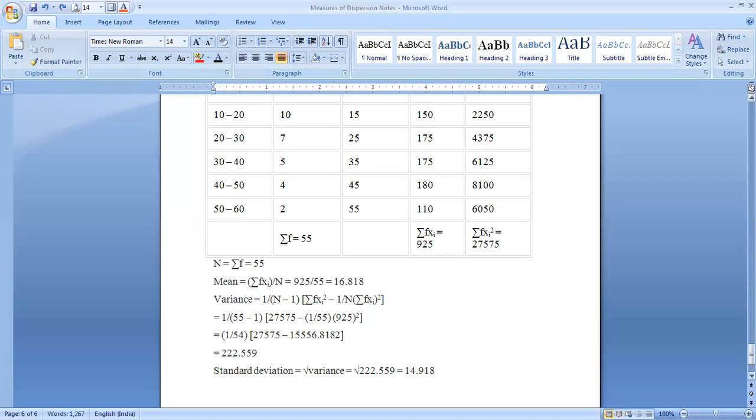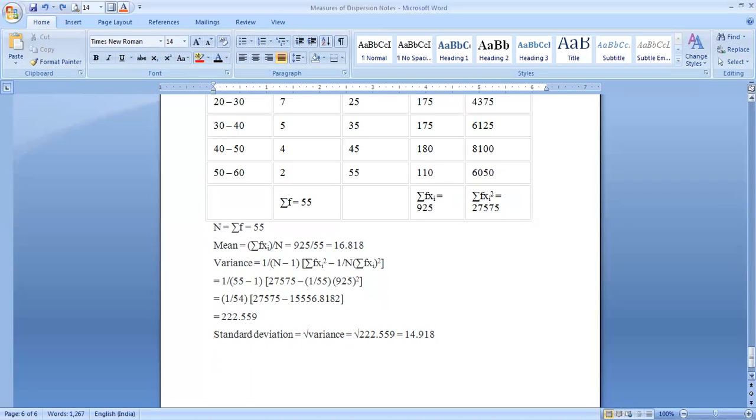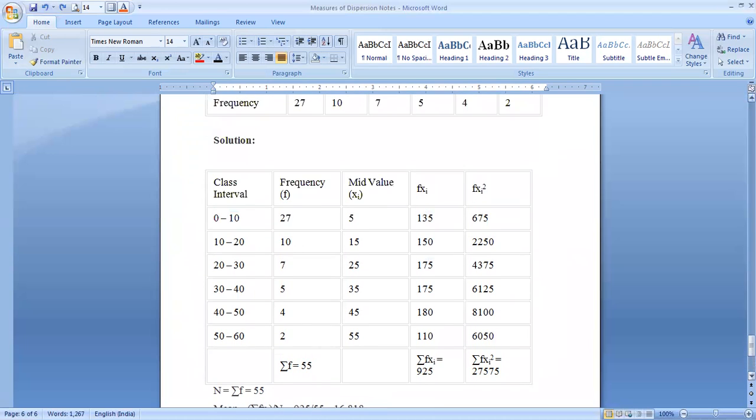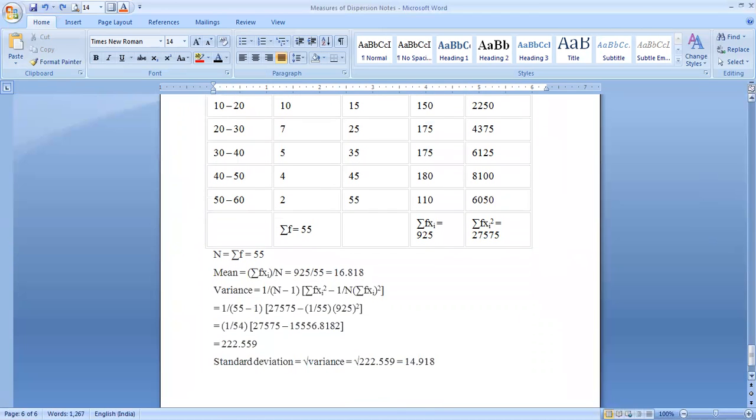In this way we have calculated the mean, variance and standard deviation in this question. This is a question from grouped frequency distribution, and in a similar way we can calculate the variance or the standard deviation for other types of problems, the questions from individual series and questions from grouped data.